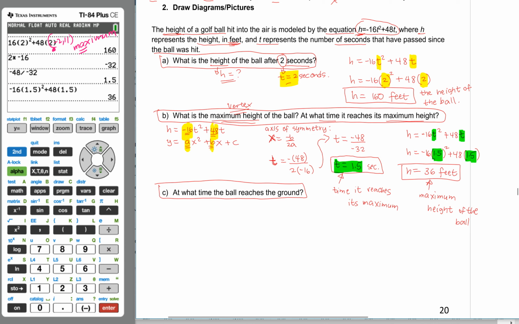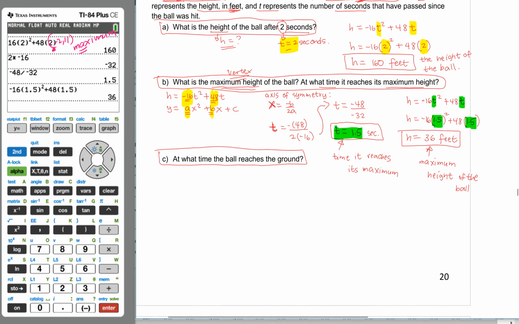Okay, so that's the answer for question B. Now this time we'll have letter C, at what time the ball reaches the ground. When you try to have an illustration here, if you throw the ball here, it should be like this. So just an illustration, what time it reaches the ground.